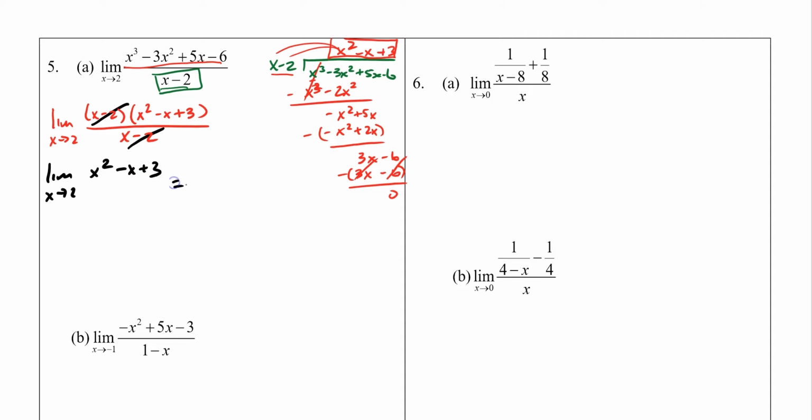Now I can use direct substitution. 2 squared minus 2 plus 3. It's going to be 4 minus 2 plus 3. 4 minus 2 is 2. 2 plus 3 is 5.